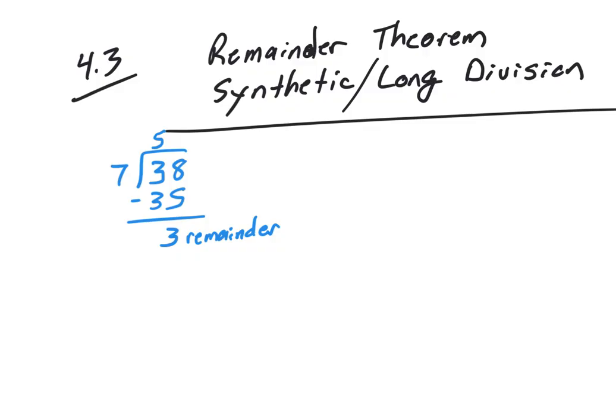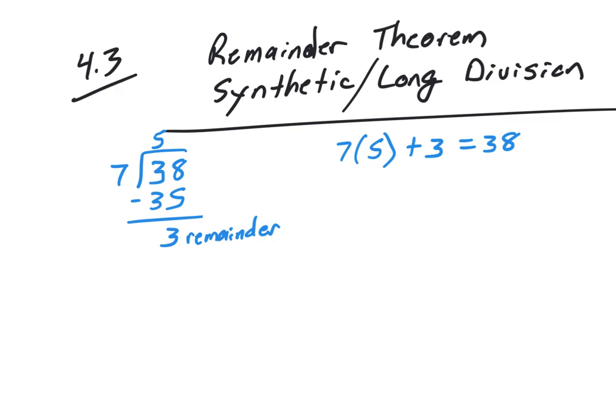And so when I write my answer back out here, we call this the divisor, we call this the quotient, we call this the remainder, and we call that the dividend, okay? And so 7 times 5 plus 3 equals 38. All of those numbers can be put back together to get us back to where we started with, which was 38. So that's with numbers.